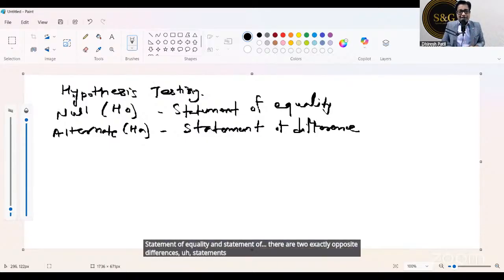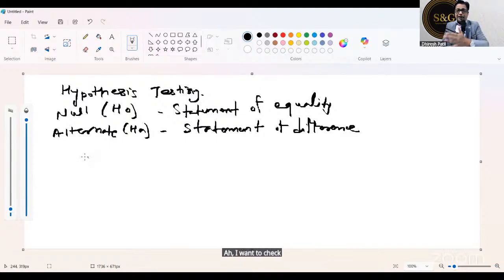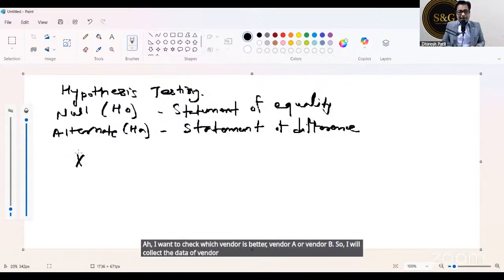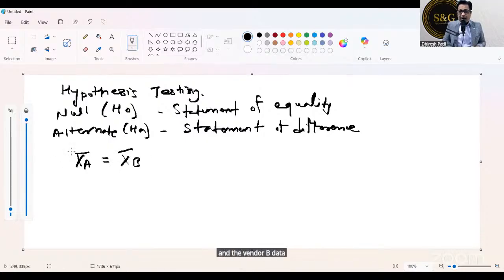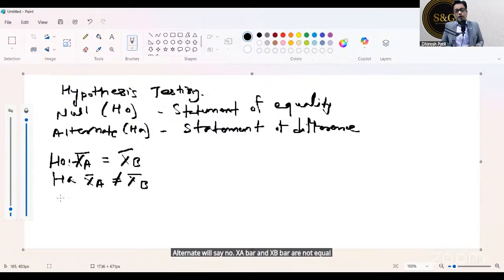For example, I want to check which vendor is better, vendor A or vendor B. So I will collect the data of vendor A and take the average, let's say XA bar, and the vendor B data, which is XB bar. So the null hypothesis will say both are equal. Alternate will say no, XA bar and XB bar are not equal. They are different.